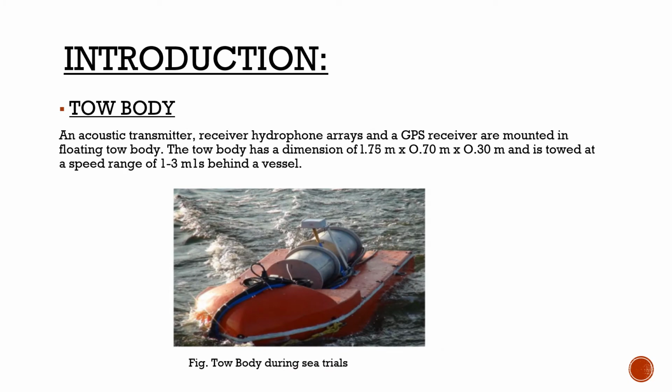Tow body. As I already said, an acoustic transmitter, receiver hydrophone arrays and a GPS receiver are mounted in a floating tow body. The tow body has a dimension of 1.75 meter into 0.70 meter into 0.30 meter and it is towed at a speed of 1 to 3 meter per second behind a vessel. The photograph of the tow body during sea trials is shown in the figure.